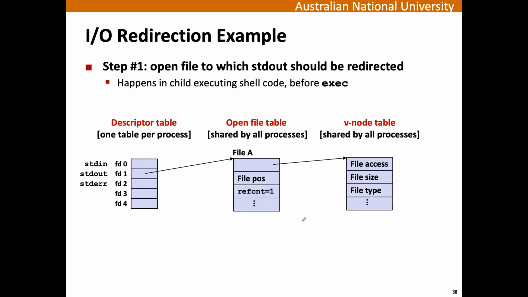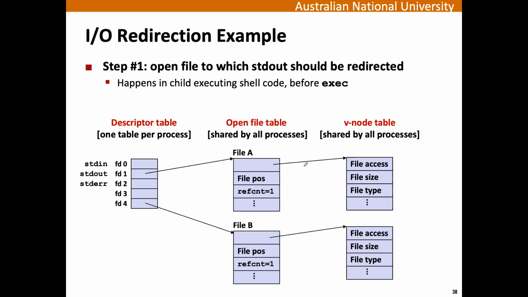So step number 1, the child process. Whenever you run a program, you remember from the shell lab, you have an exec system call after a fork. So we have this file standard out that points to this entry in the file table and vnode table.